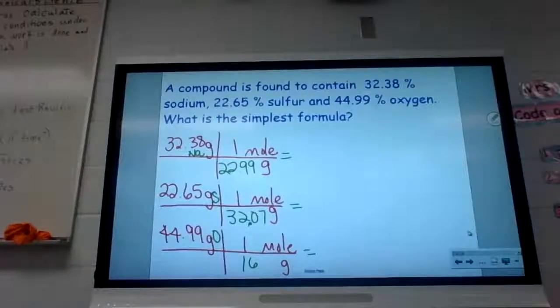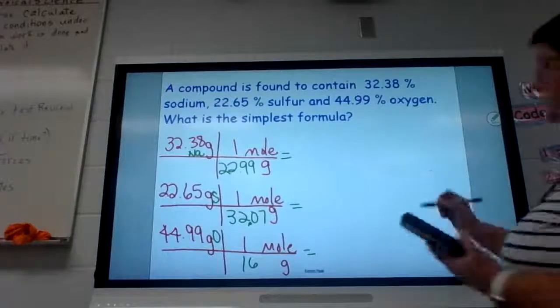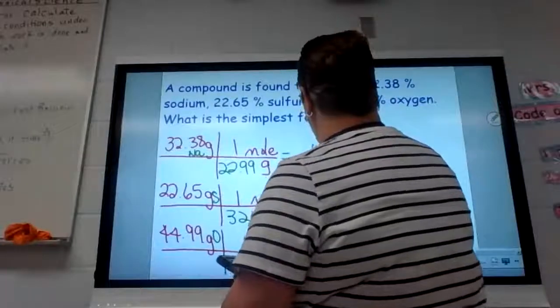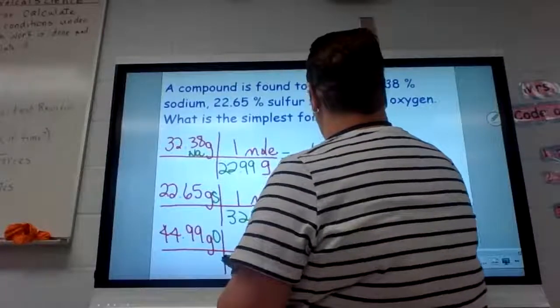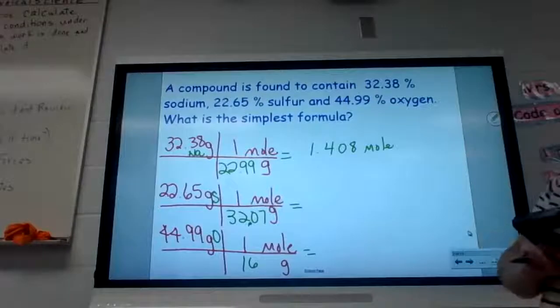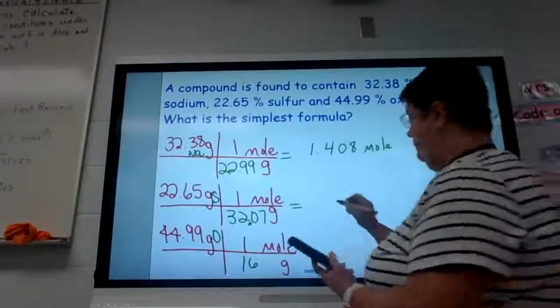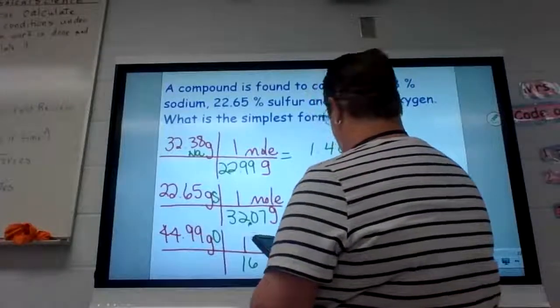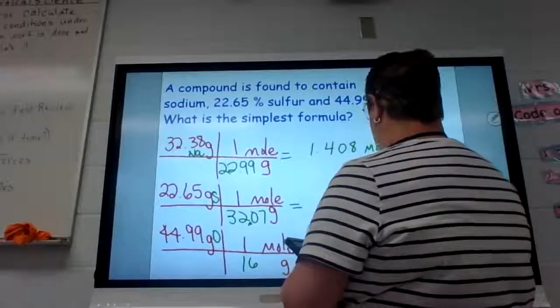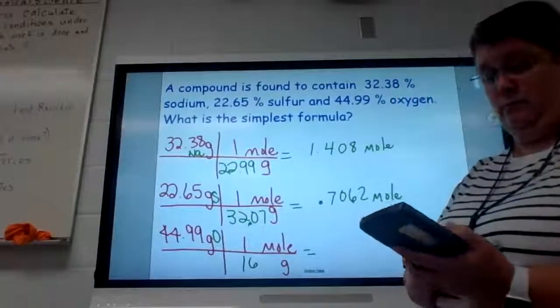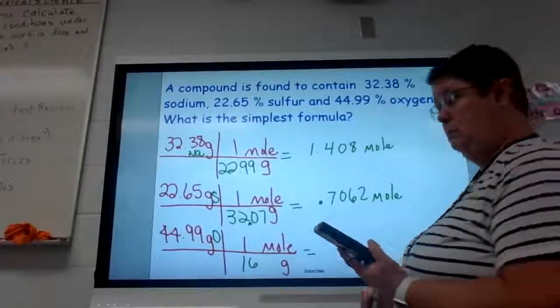Now, I do recommend when you divide to take it out several decimal places because if you round too much, it will give you funny answers when you get your whole numbers. So see how I took it out 3 places when I got my moles? I do recommend you do that. We got our moles.